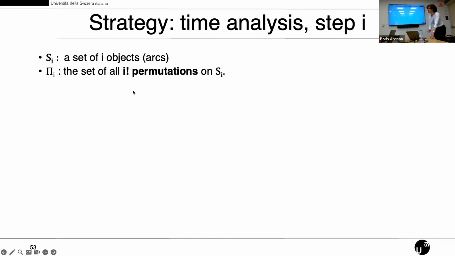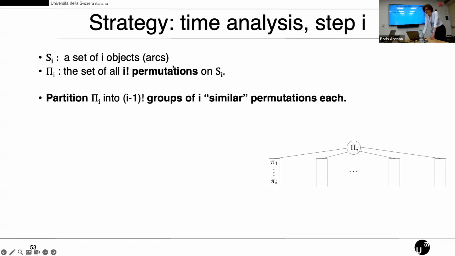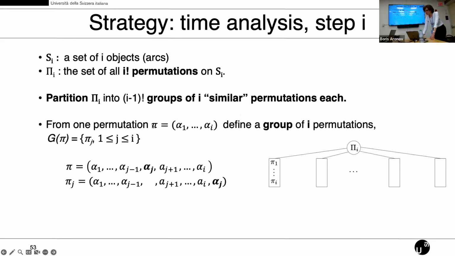Let's say we have a set of objects. S_i is a set of i objects, here arcs. Let P_i be the set of all i factorial permutations on these objects. We can partition P_i into groups of i similar permutations each. So we partition into (i minus 1) factorial groups of i permutations each, and we do that using this rule.